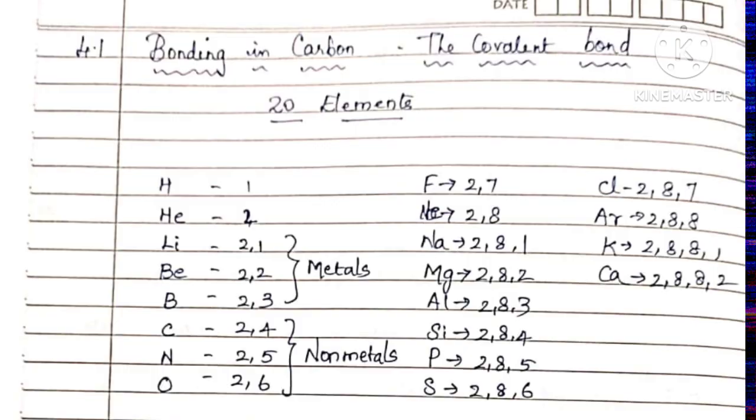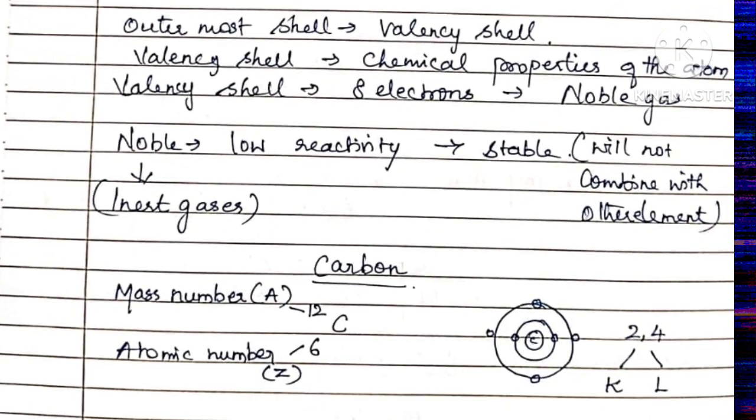Coming to the next topic, bonding in carbon, the covalent bond. Why does carbon have a covalent bond? To attain stability, carbon shares electrons with other elements. So the bond which is created by sharing electrons with another element is termed the covalent bond. Here we can see 20 elements. Totally we have 118 elements in the periodic table, but we have listed only 20 here.